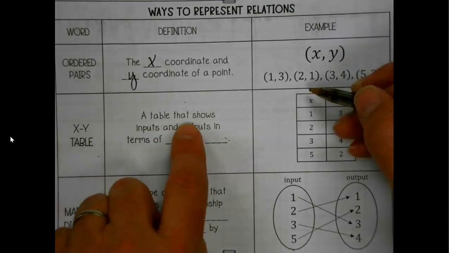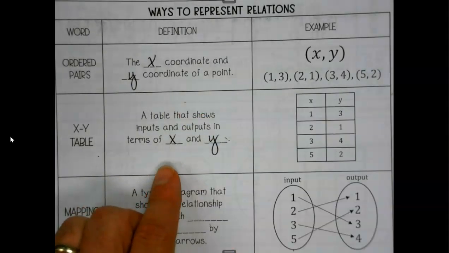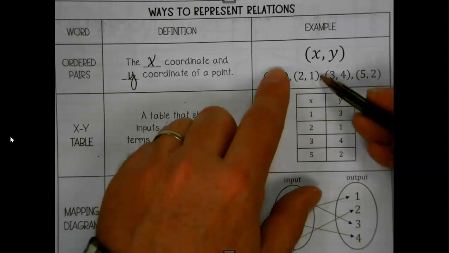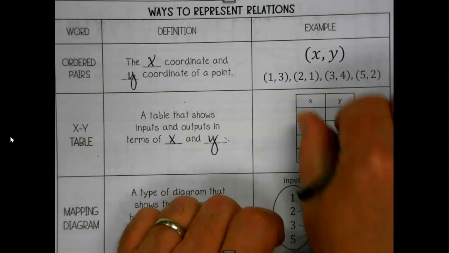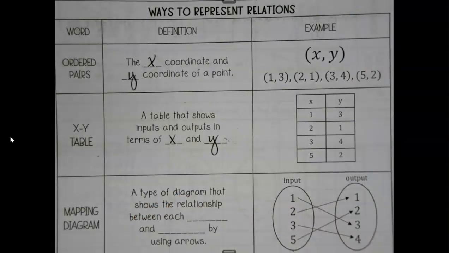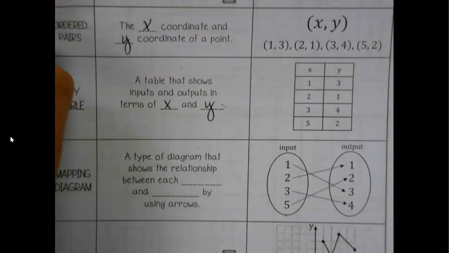A table that lists all of the inputs and outputs, x and y. These are the exact same thing. They're just written differently. Instead of coordinates, I put them in a chart. Same numbers going in, same numbers coming out. So nothing big there. All 4 of these are going to give you the exact same info.